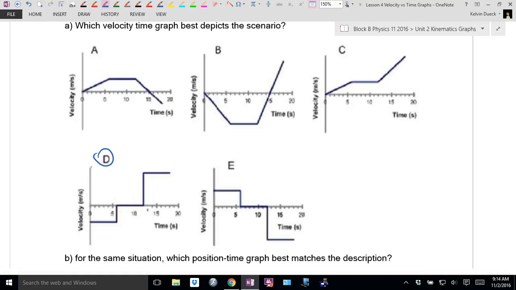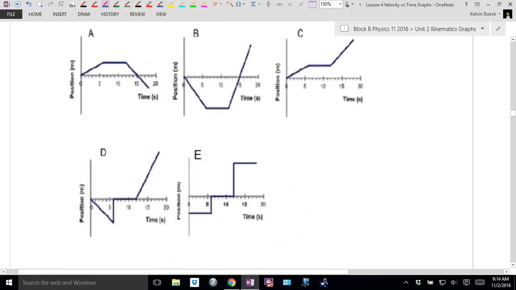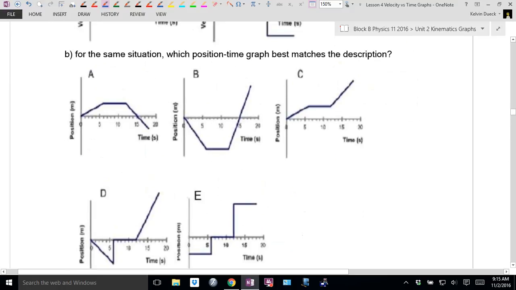All right, here's our next question, B. Supposing instead of all of these being velocity versus time graphs, supposing they were all distance versus time graphs, which would match that situation the best? So instead of velocity versus time, supposing they were distance versus time. Oh, I even found the graphic to show that. Cool. So what's the best position versus time graph here?